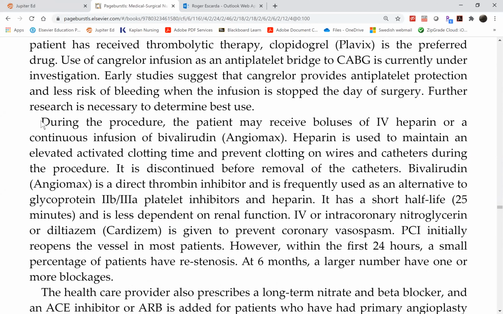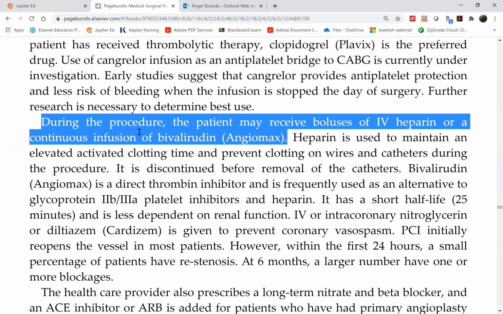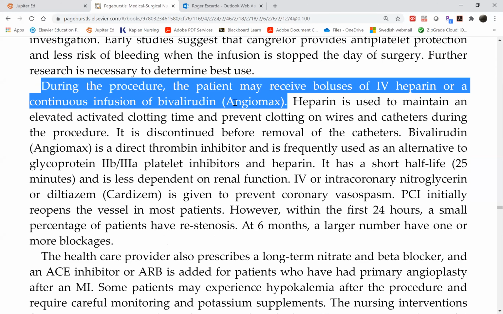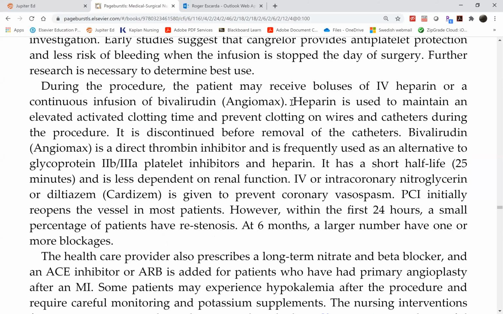The patient will receive this drug, which is a direct thrombin inhibitor, bivalirudin, Angiomax. If you remember, this was also used in heparin-induced thrombocytopenia from last semester.